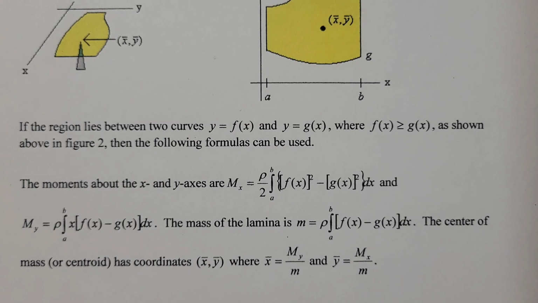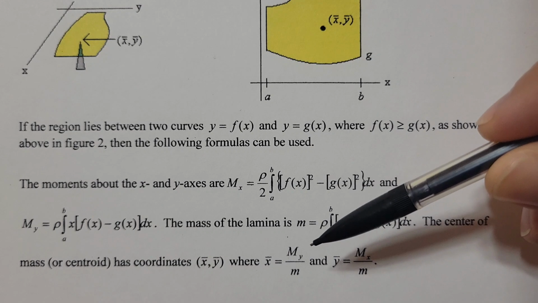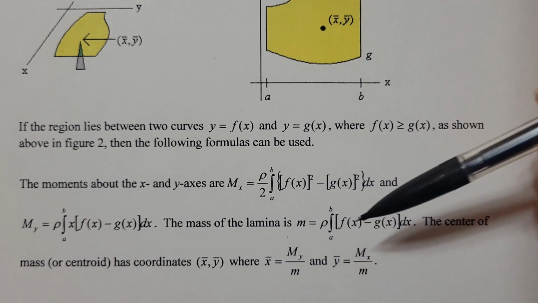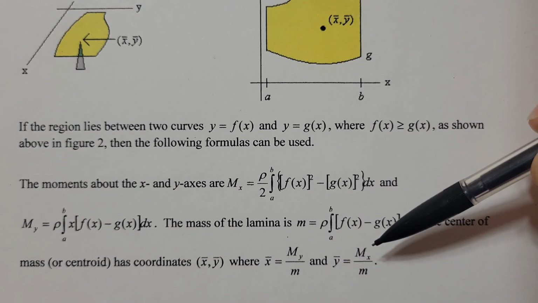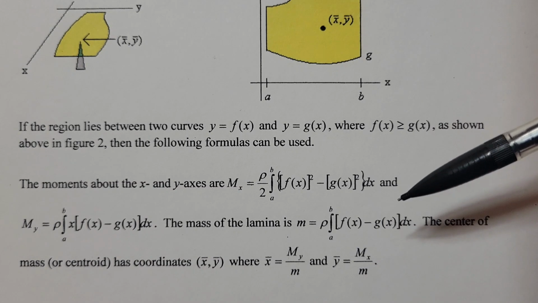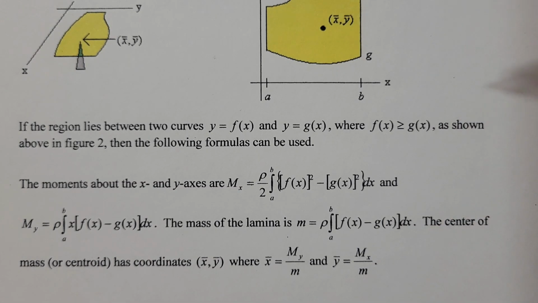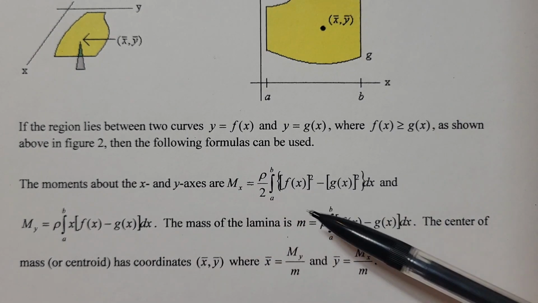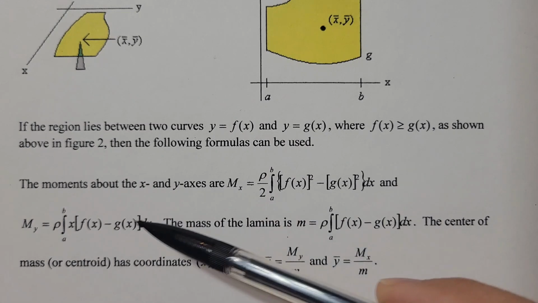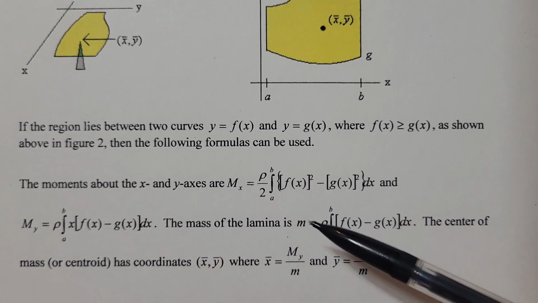The center of mass, or centroid, as we call it, has the coordinates x bar, y bar, where x bar is m sub y divided by the mass, and y bar is m sub x divided by the mass. So basically these 3 formulas are the formulas to know going forward. You're going to be using those a lot.